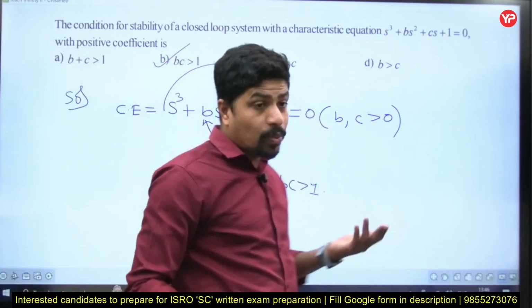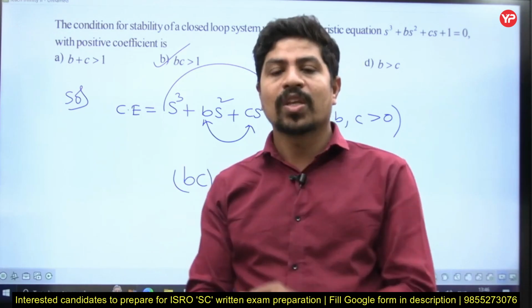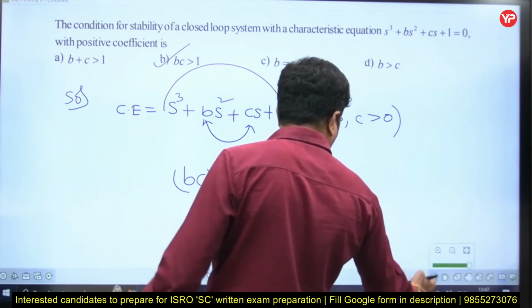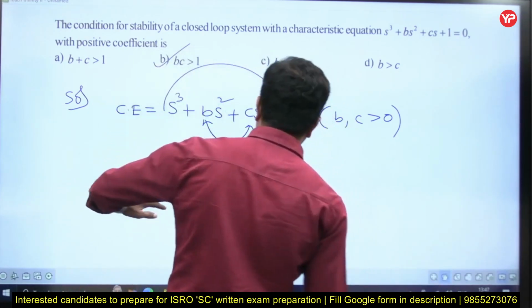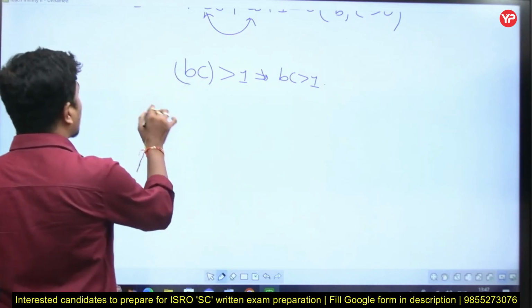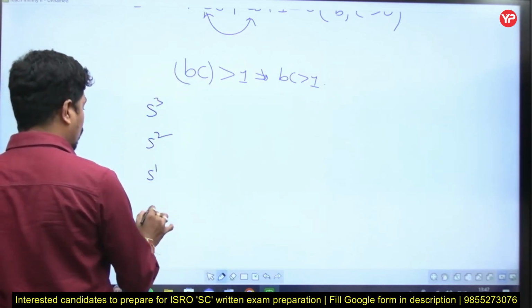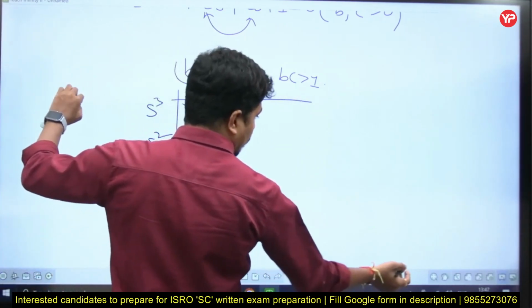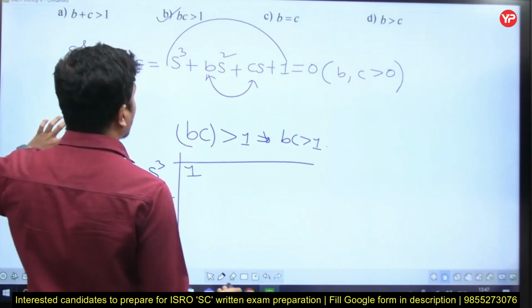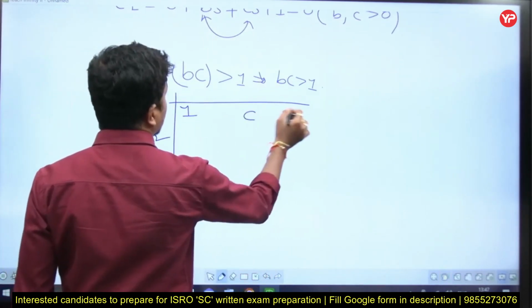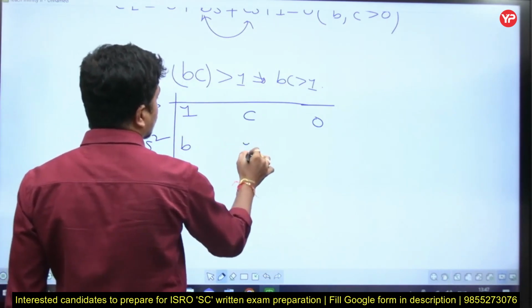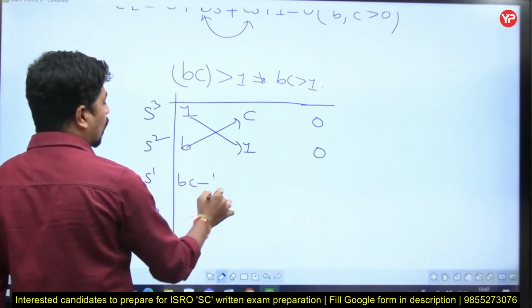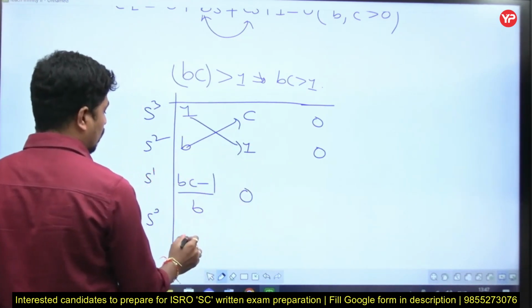You can do this one with the help of the RH criterion also. If you want me to do it, I'll do it. It is very simple. Same answer you get. This is S cube, this is S square, this is S power 1, this is S power 0. The characteristic equation is S cube plus B S square plus C S plus 1. So the first row is 1, C; the second row is B, 1; then BC minus 1 by B, 0; and 1.